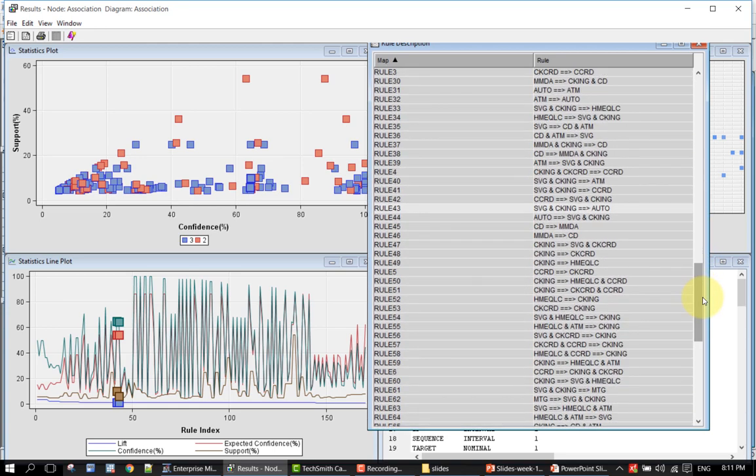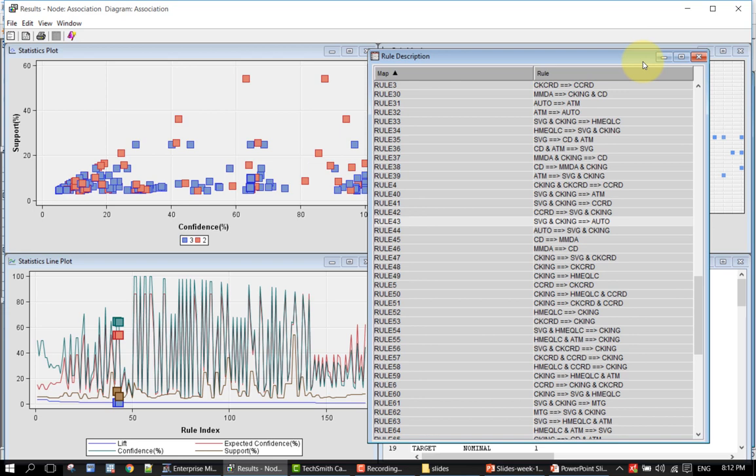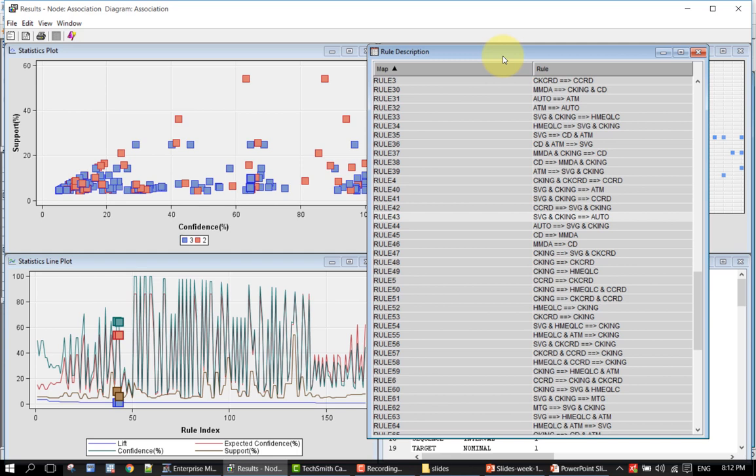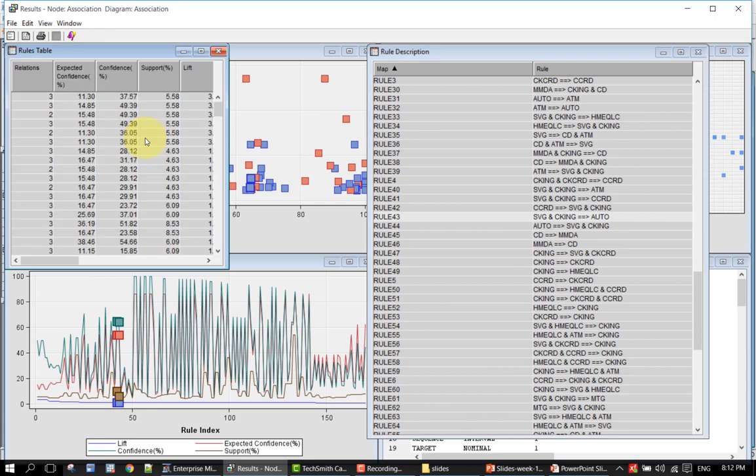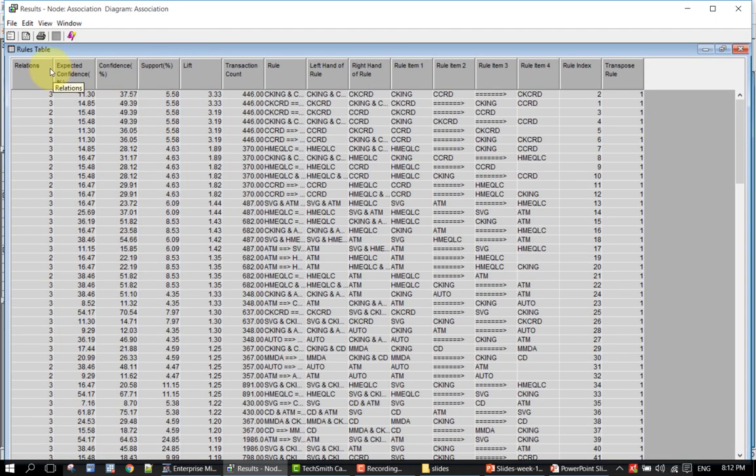So if you were asked to sort the rules by confidence, or sort the rules by support, how will you do that? You need to extract a table with the rules and their statistics to be able to do that. You have the rules report, which is like a table actually, and it does have all the statistics that you want for every rule that qualifies based on the thresholds.